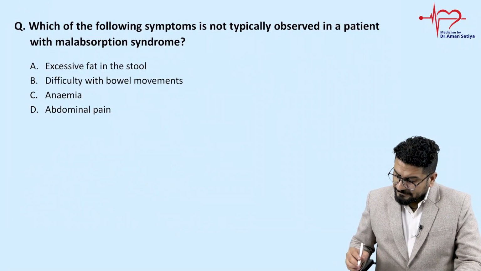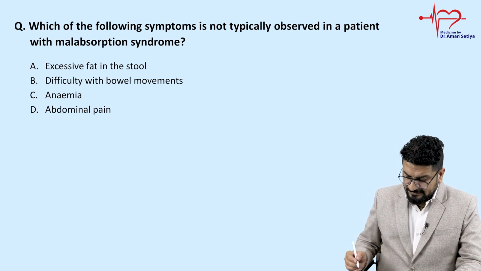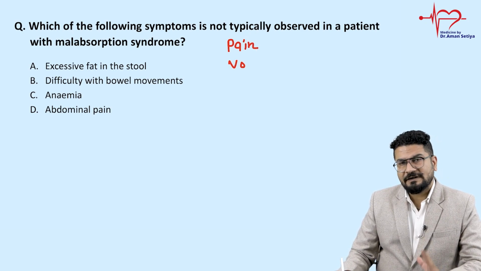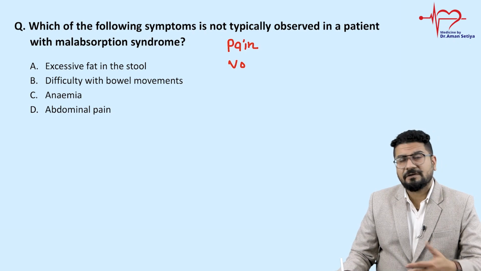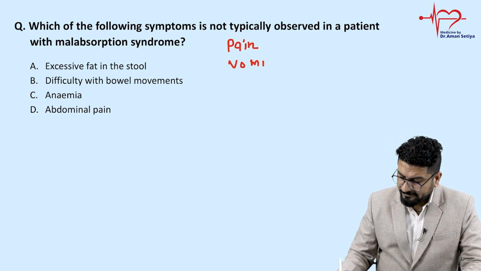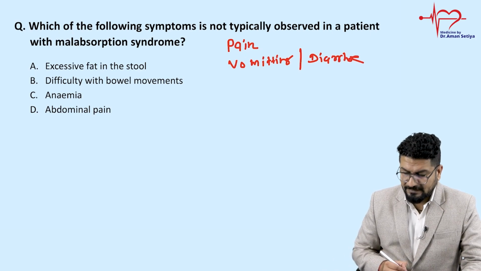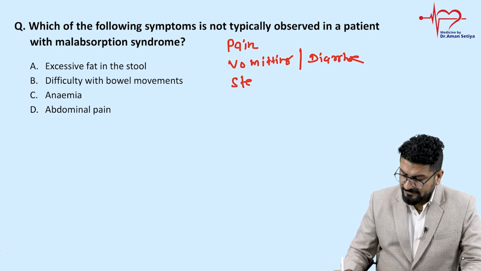Which of the following symptoms is not typically observed in patients with malabsorption? So understand this. With any malabsorption syndrome, the patient will have abdominal pain because things are not getting digested. There is a gut rule: if the gut is not digesting or properly absorbing something, it will throw it away. It can throw it away in the form of vomiting, or in the form of diarrhea, or the patient can develop steatorrhea. Steatorrhea means fatty stool.